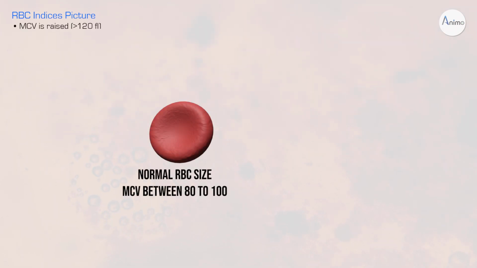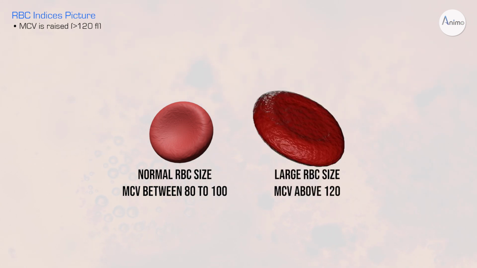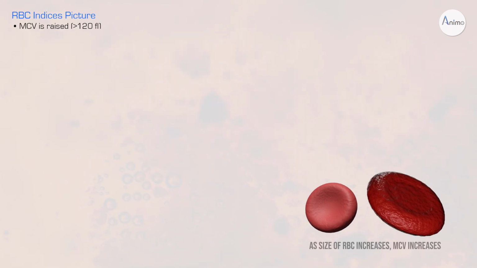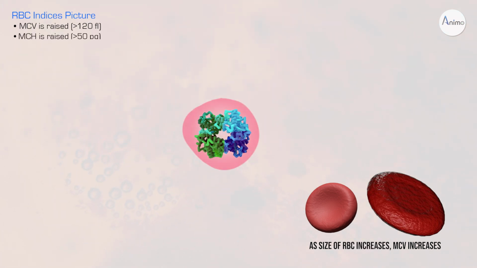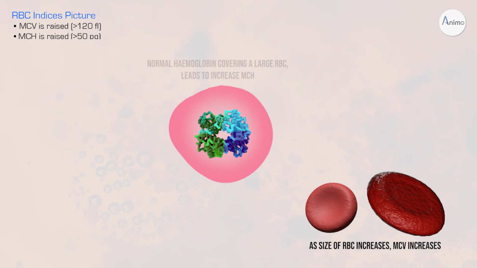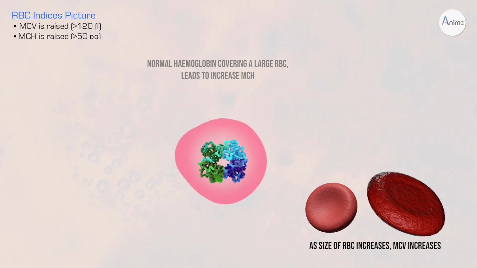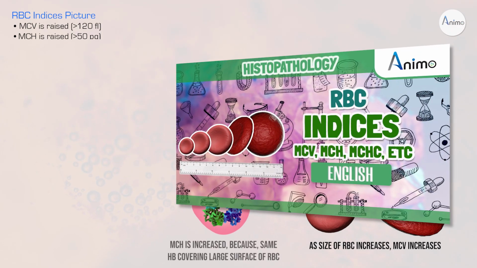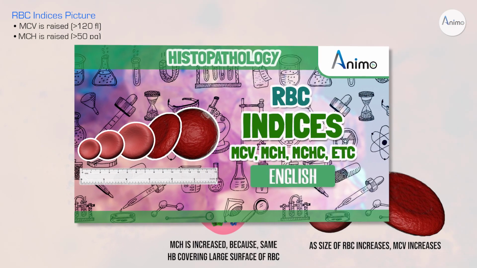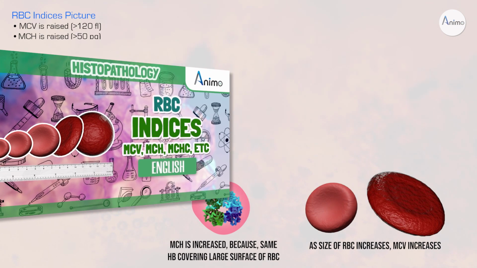The mean corpuscular volume or MCV is raised, more than 120, because you can see that the RBCs here are large in size compared to the normal RBC. The mean corpuscular hemoglobin or MCH is raised. It is because there is no deficiency in the formation of hemoglobin in this case, and the overall size of the RBC is increased. So now hemoglobin is covering an abnormally large cytoplasm instead of a normal small cytoplasm. So MCH is increased. The complete understanding of these RBC indices is discussed in our separate video. Watch it for crystal clear concepts.